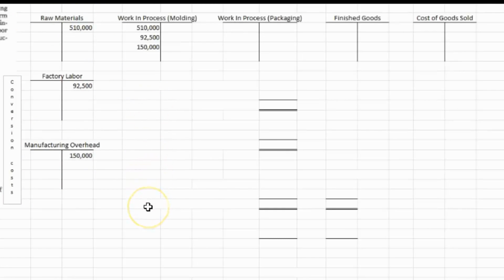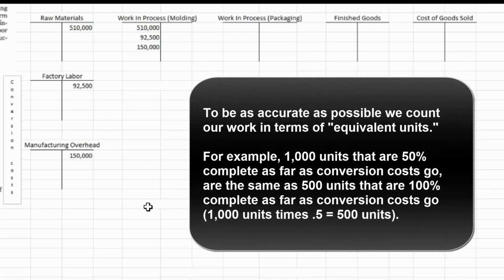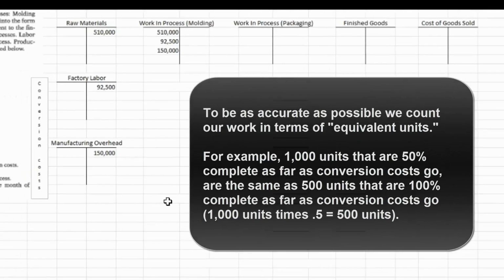And the third thing that's the most challenging, but really isn't that hard, is equivalent units. We're not going to finish everything every month, but we've got to give ourselves credit for the work that we do. So if we have 1,000 units that are 50% complete, that's the same as 500 complete units. So we call those 500 equivalent units.